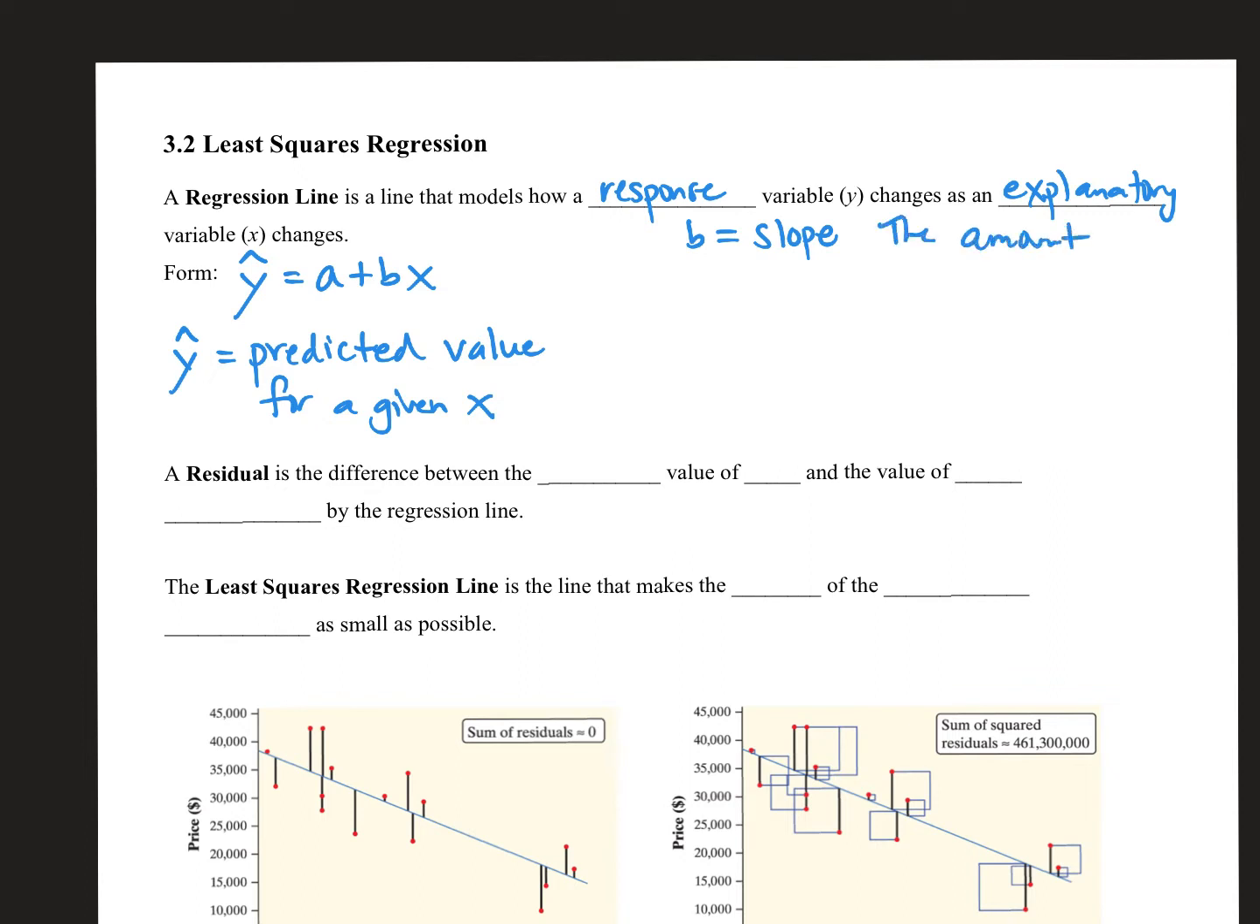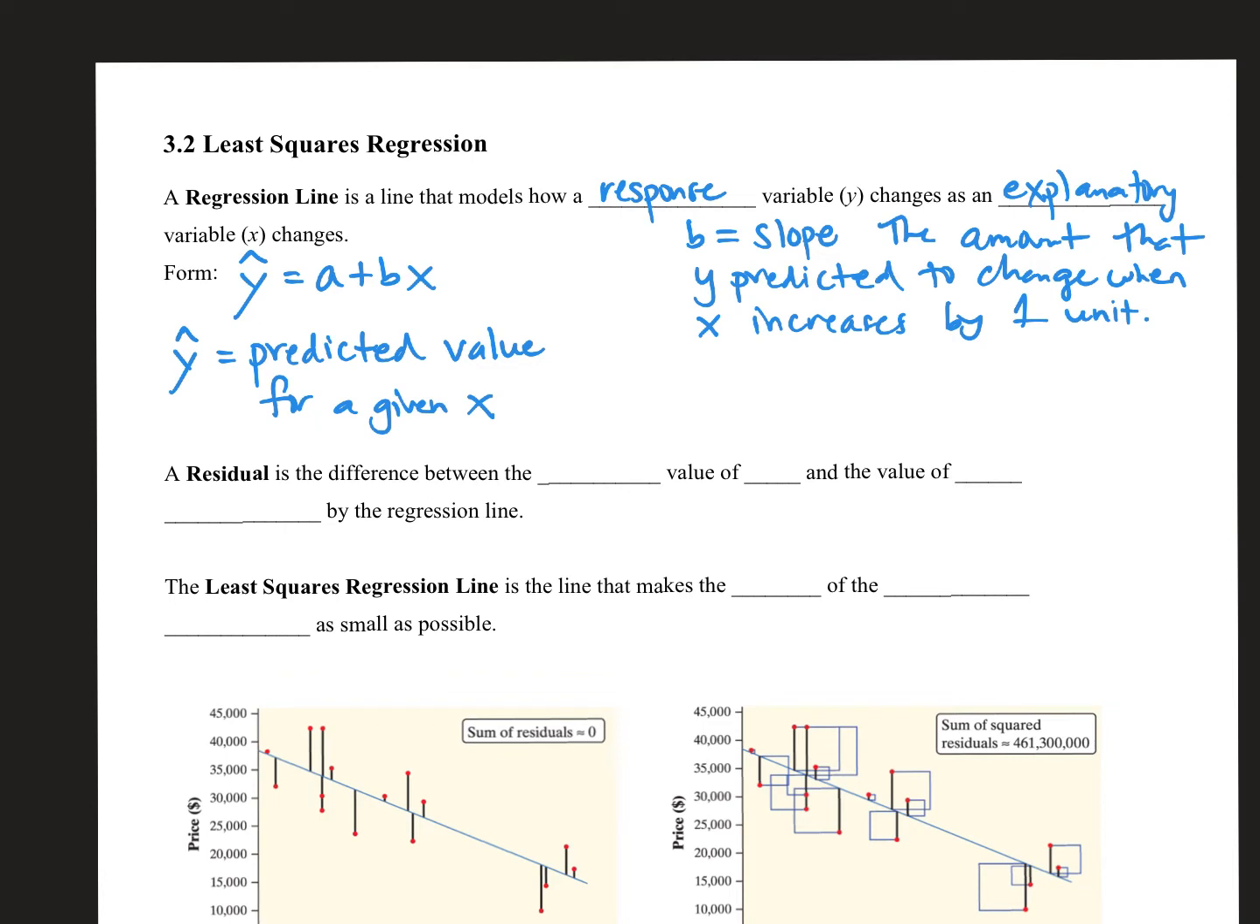It's the amount that y is predicted. We're going to use that word a lot in this chapter. The amount that y is predicted to change when x increases by 1 unit. Okay, so that's slope.